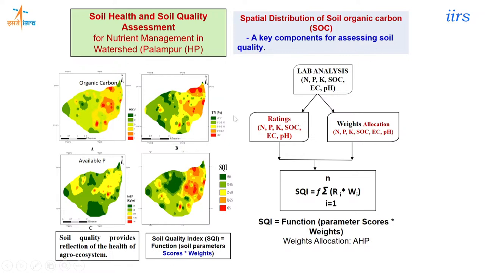So we can map spatial soil quality, and we use this formula: soil quality index is a function of properties, where R is the properties of the soils, and W is the weightage we have given to that one.